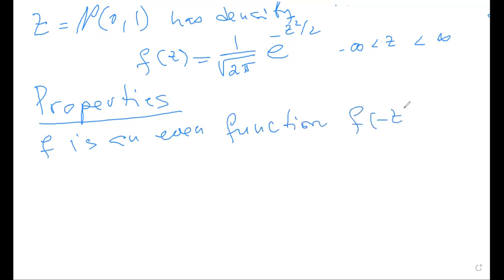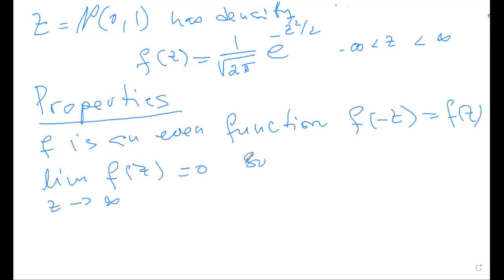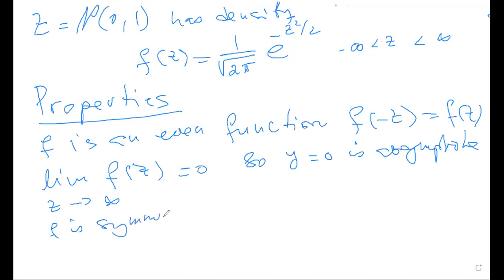That is, f of minus z equals f of z. The limit of f of z as z tends to infinity equals zero. So y equals zero is an asymptote. The function is symmetric with respect to y.